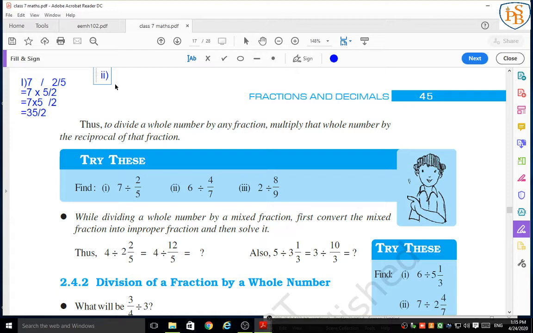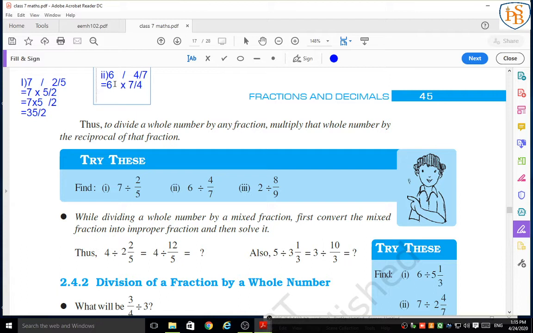The second example is 6 divided by 4 upon 7. In the next step we write this whole number this way, and we change the sign from division to multiplication. While writing the multiplication, we write the reciprocal of the given fraction, and the reciprocal of 4 upon 7 is 7 upon 4. That means when we write a reciprocal fraction, we change the places of the digits in the numerator and denominator.